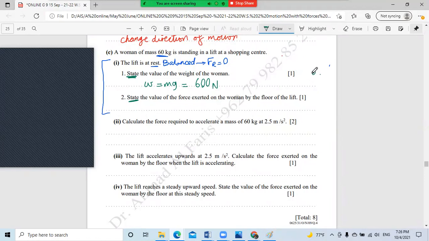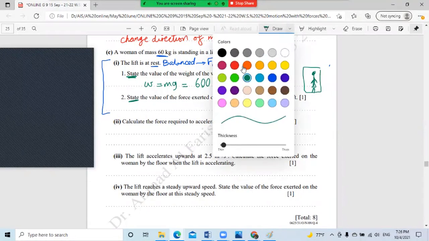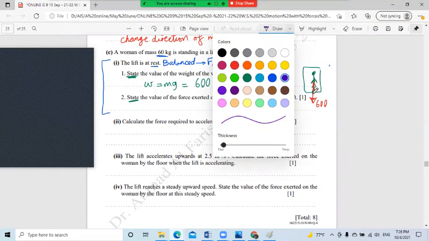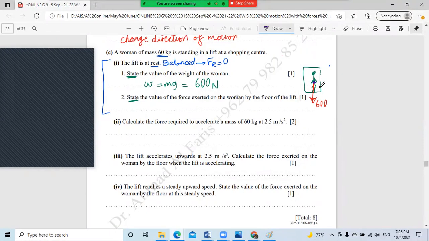Now this is the woman. And she's where? She's on the left. What are the forces acting on her? There is the weight that acts down, and we just found it out, 600 Newton. And there is what? Normal reaction force from the floor of the lift. It acts where? Upwards.